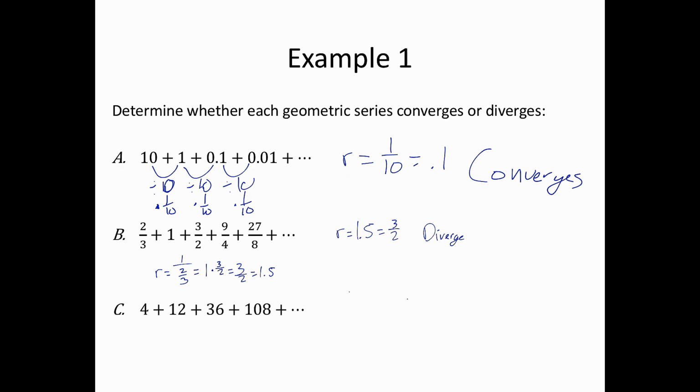Letter C, taking a look at the pattern there, this one I think is a little easier to see. That's multiplied by 3, multiplied by 3. Guess what that one is? That's also multiplied by 3. So our R value is 3, so that one also diverges. The terms are getting bigger and bigger and bigger.